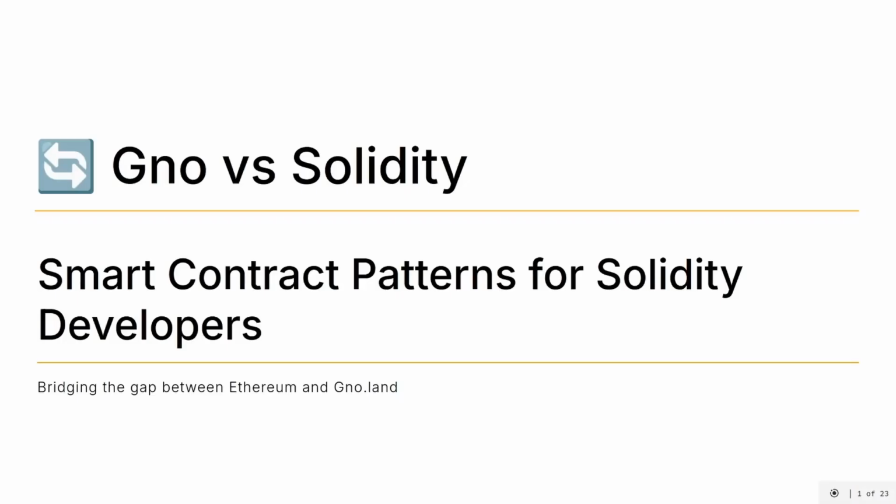gno.land is a layer 1 blockchain that can be comparable to Solidity. Both have capabilities of smart contracts, but they have their own syntax and specificities. While Gno is inspired by the Go syntax, Solidity has a custom syntax specialized for blockchain. Let's compare the two environments and explore some common patterns of the two languages.